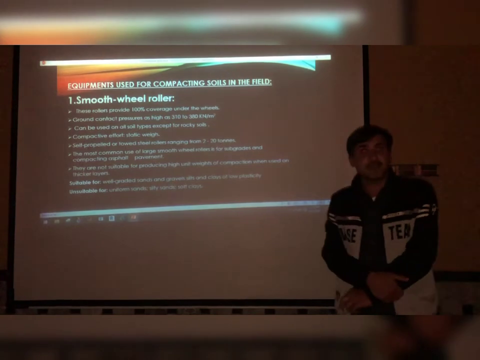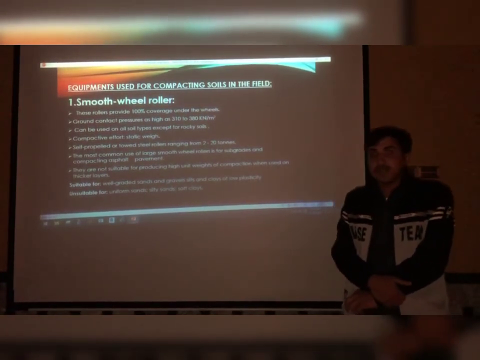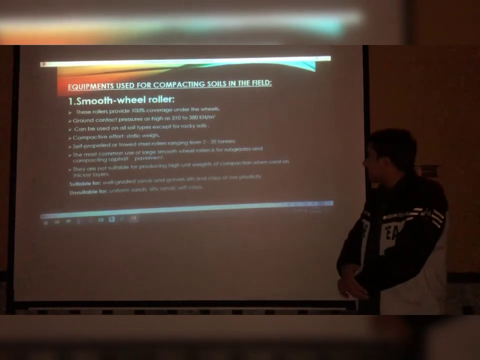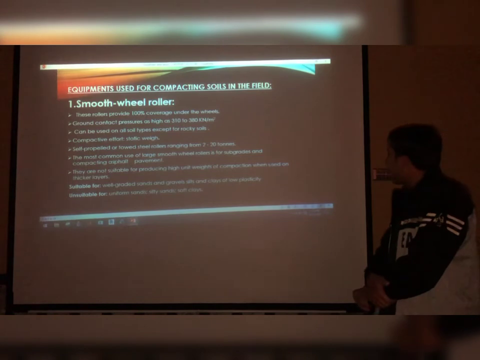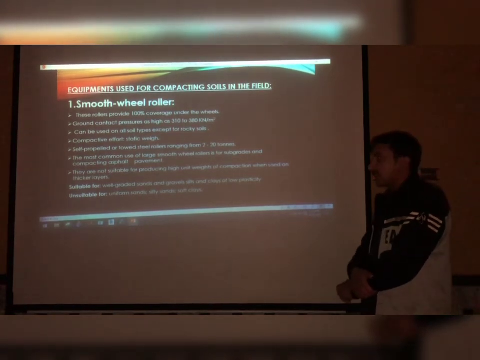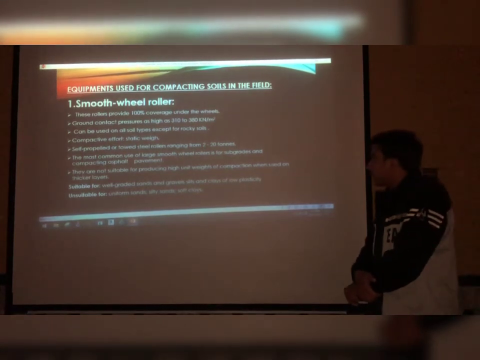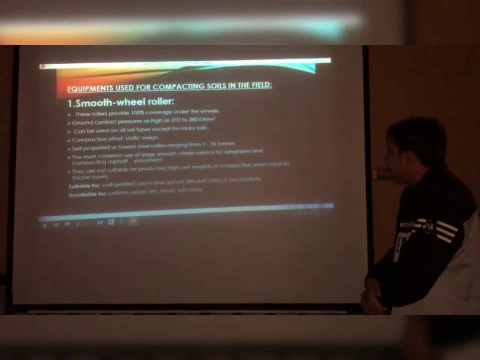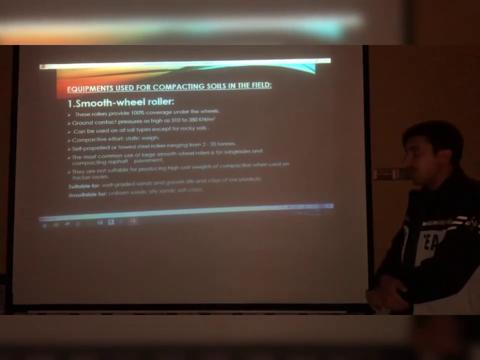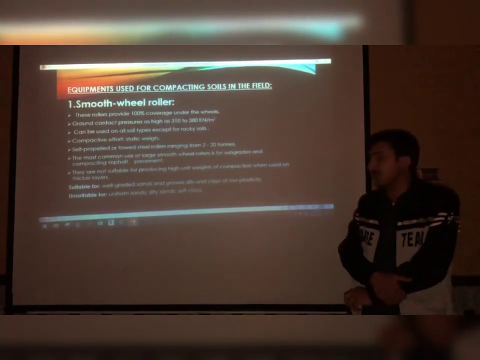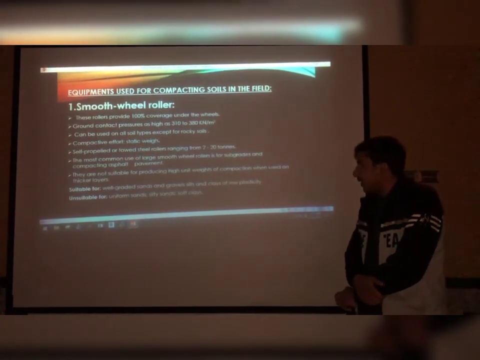Subgrade: when we are constructing roads, a road basically consists of 4 layers. First is the subgrade, which is the natural surface of the earth. Others are the sub base, the base course, and the wearing course. Suitable for well graded sands and gravel, and silt and clay of low plasticity having water content less than 50%. It is unsuitable for uniform sands, silty clay, and soft clay.